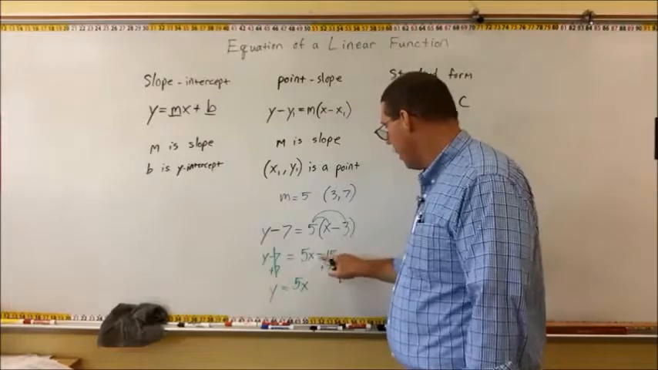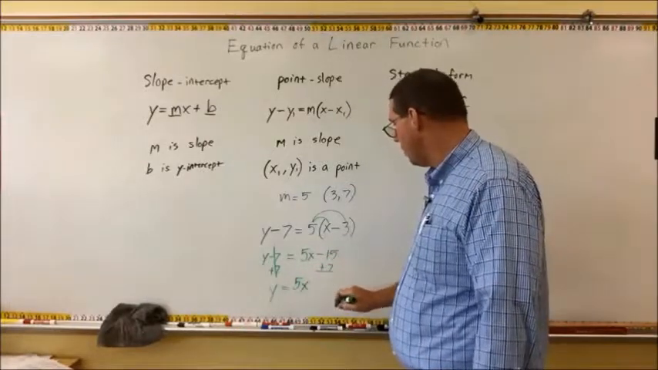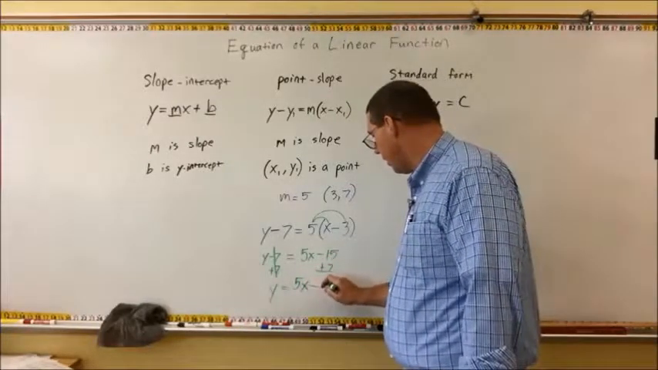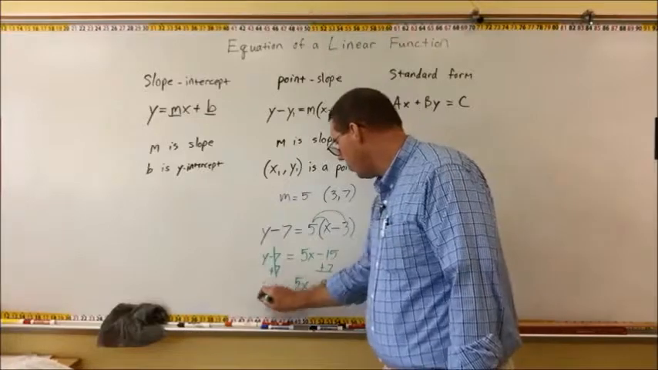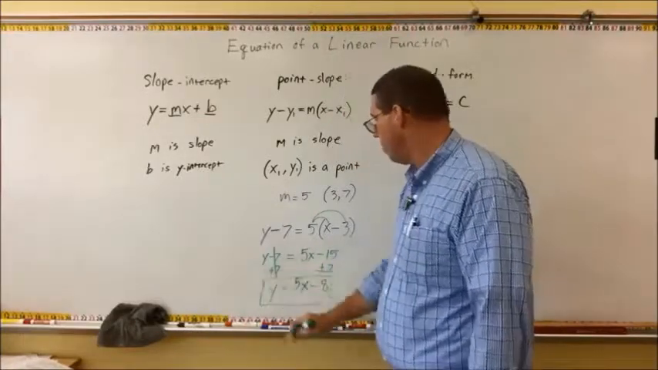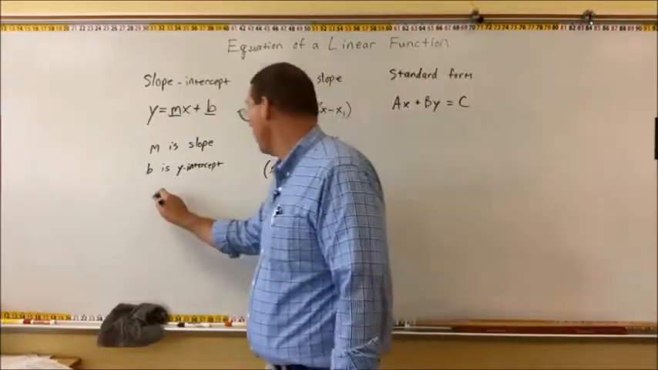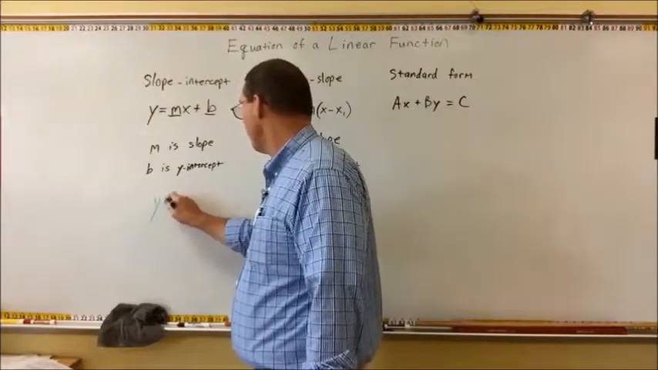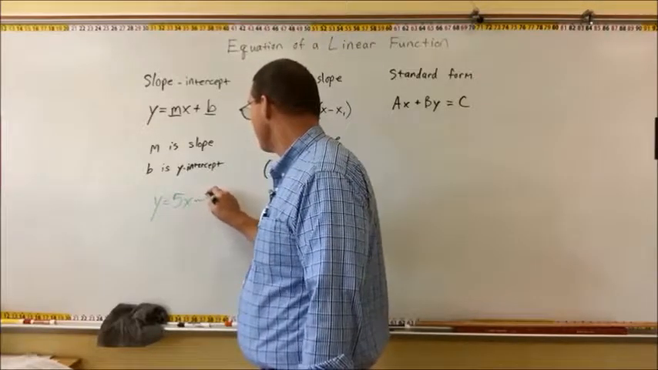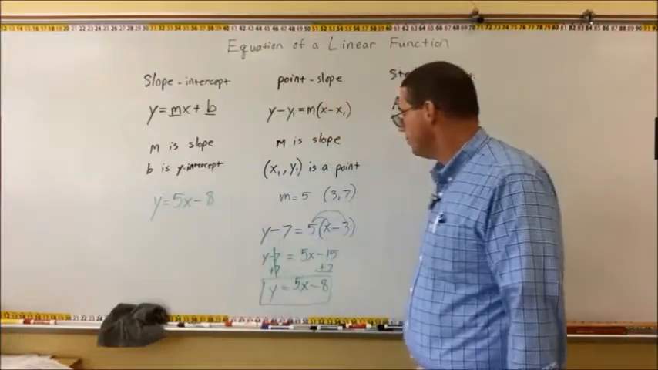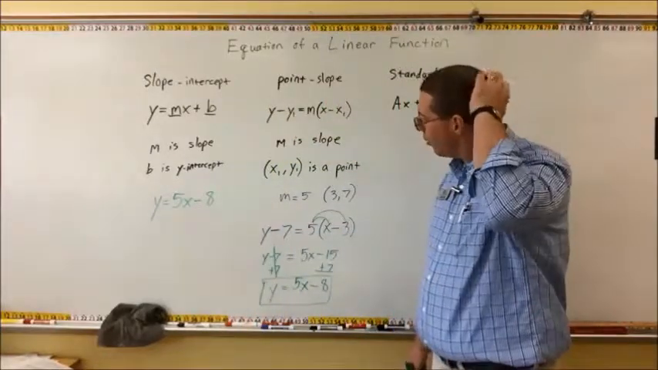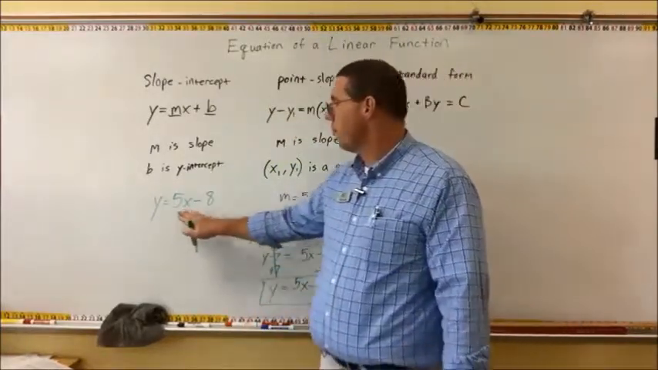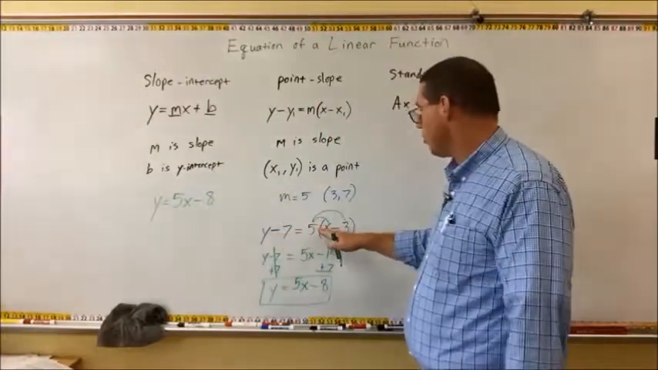5x. Now, negative 15 plus 7, well, that's equal to negative 8. And now we have the slope-intercept form of the line, y equals 5x minus 8. Okay? Now, there's actually another way that you could get the slope-intercept form of a line from the point-slope form.